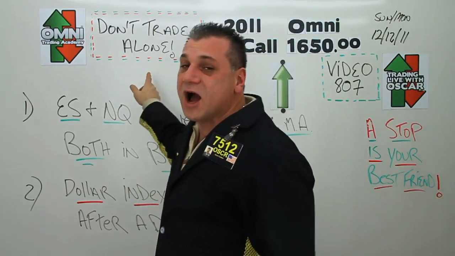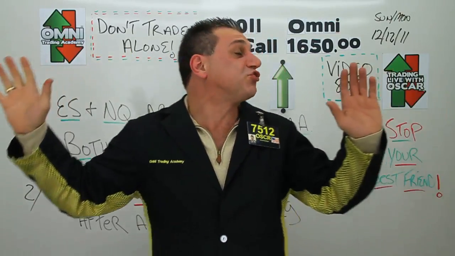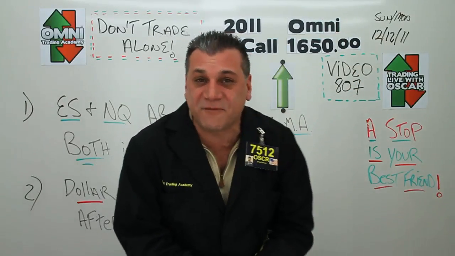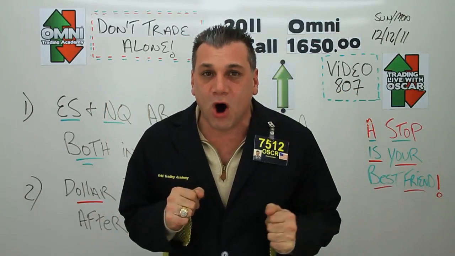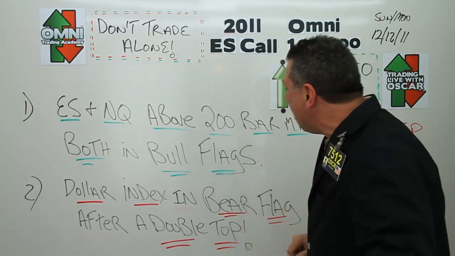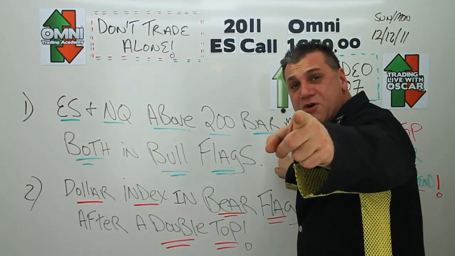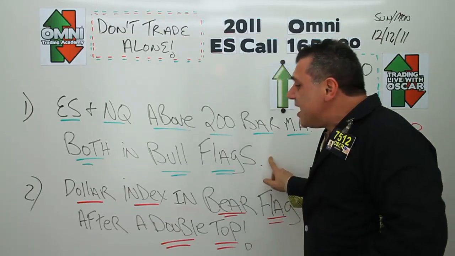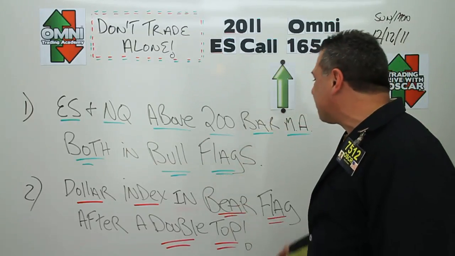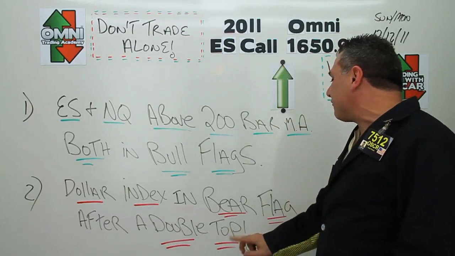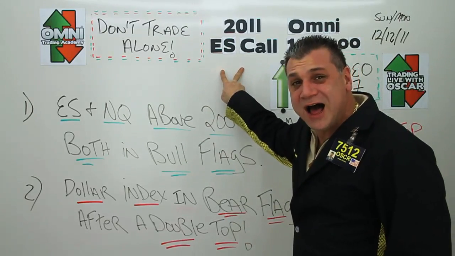And this video is being filmed for trading on Sunday through Monday. That would be December 12th, 2011. Traders, what's on the board? Well, we have the ES and the NQ above the 200 bar moving average, both of them in bull flags. The opposite side of that, we've got the dollar index in a bear flag after respecting a double top.